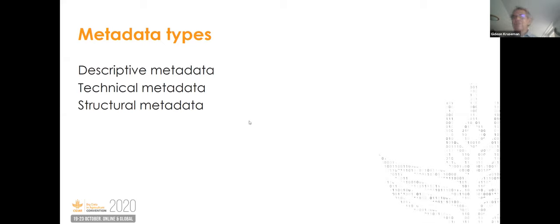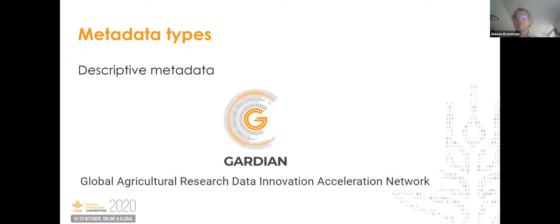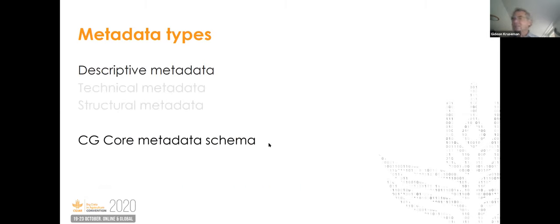So there are a couple of different metadata types that are of interest to us. One is descriptive metadata, then there is technical metadata, and then finally there is structural metadata. The descriptive metadata is the general description of the data. This is what Guardian works on. This is really the crucial part of making data findable and accessible, that you know what the data is in general. In the case of the data within the CGIAR, the use of a standard metadata schema, such as the CG Core metadata schema, is essential for tagging descriptive information to data sets.